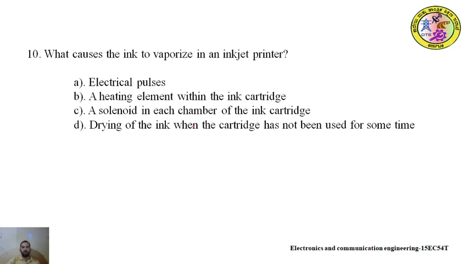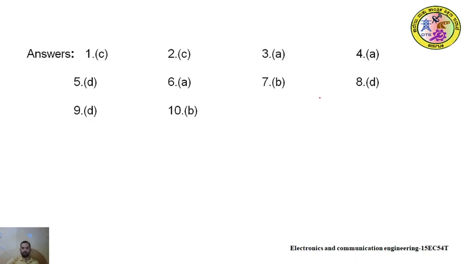Last one. What causes the ink to vaporize in the inkjet printer? Options are electrical pulses, a heating element within the ink cartridge, a solenoid in each chamber of the ink cartridge, drying of the ink when the cartridge has not been used for some time. The answer is a heating element within the ink cartridge. These are all the answers regarding the MCQs.